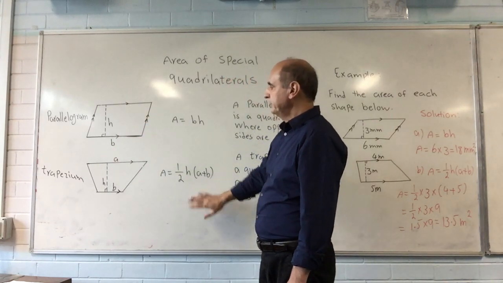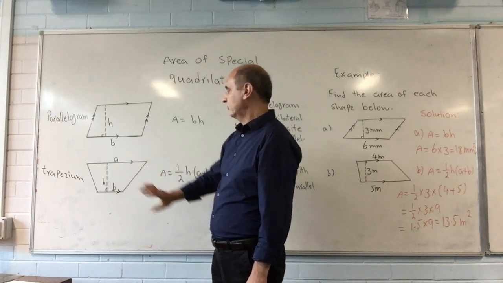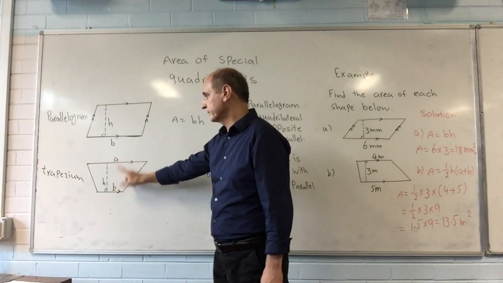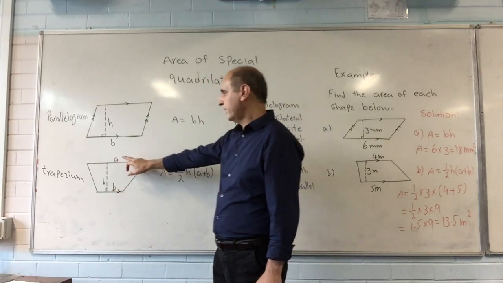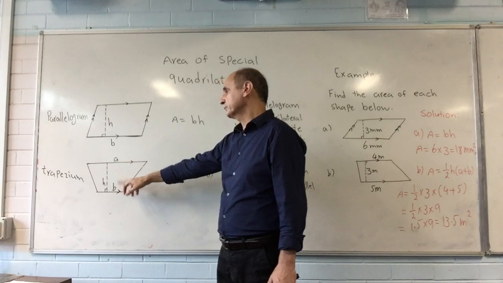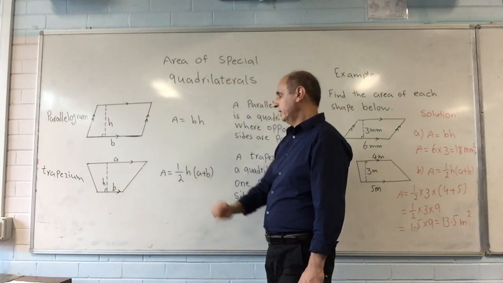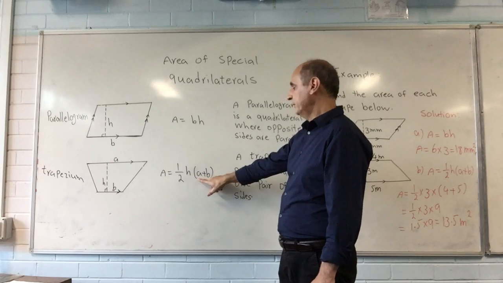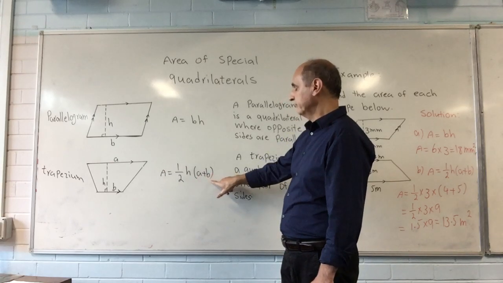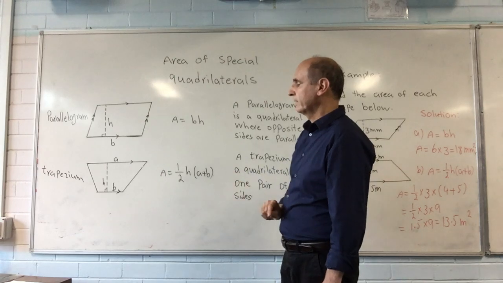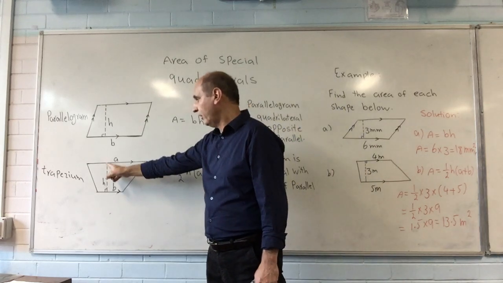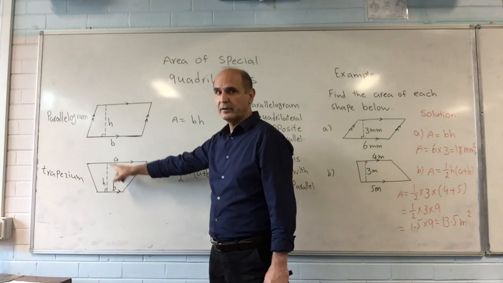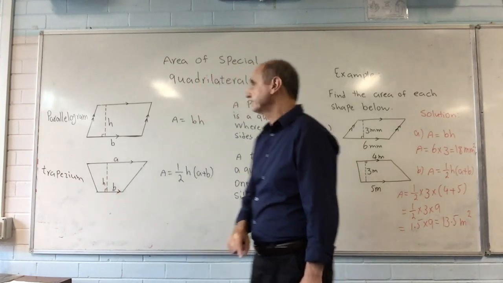Alright, for a trapezium, we said that it is a quadrilateral which has one pair of parallel sides. These parallel sides are important and they help us to find the area. So the area is half times height times, in the bracket, the sum of the two parallel sides. And what is the height? Height is again the perpendicular distance between the two parallel sides.